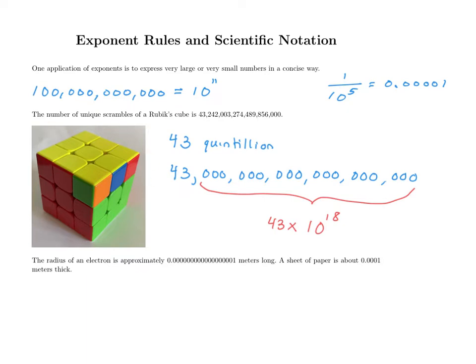A very small number might be something like the radius of an electron, which is a whole bunch of zeros followed by a 1 meters long. And just to put this number in perspective, a sheet of paper is about this many meters thick. So the radius of an electron is much smaller than the thickness of a sheet of paper.